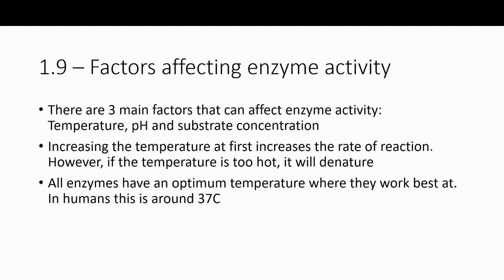1.9 looks at factors affecting enzyme activity. There are three main factors that can affect enzyme activity: temperature, pH, and substrate concentration. Increasing the temperature at first will increase the rate of reaction. However, if the temperature is too hot, it will denature. All enzymes have an optimum temperature where they work best. In humans, this is around 37 degrees C.